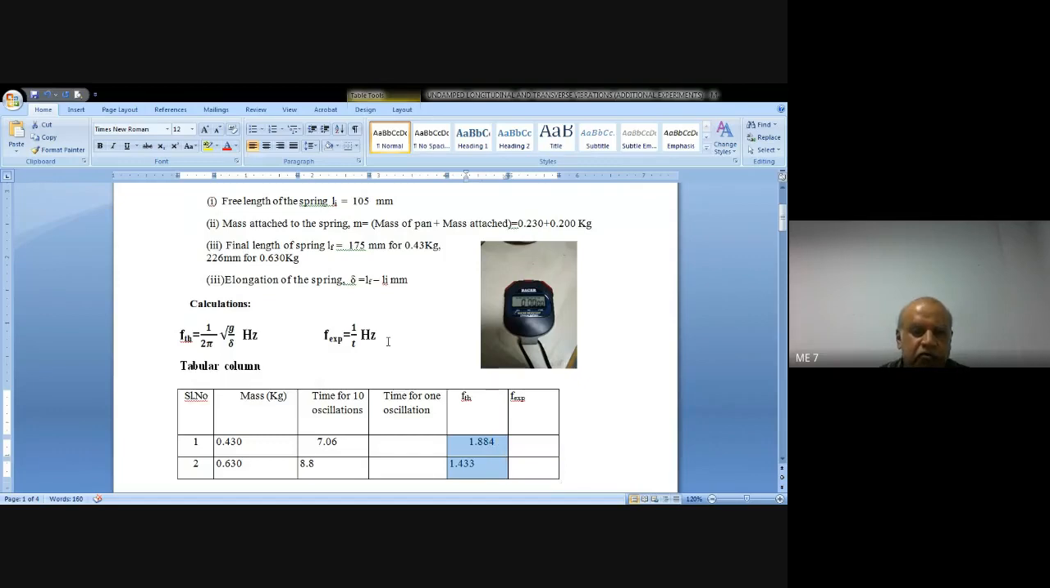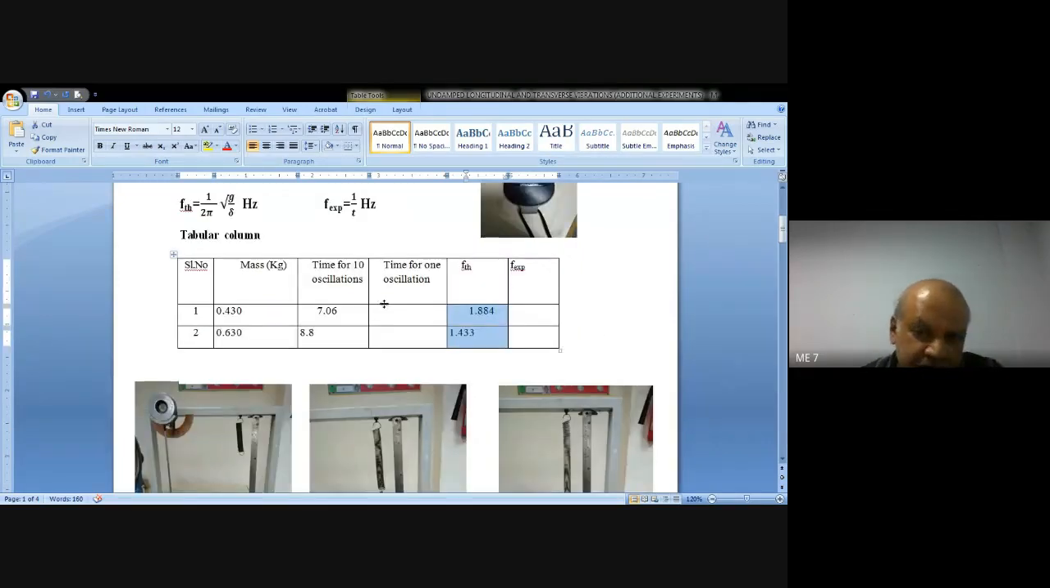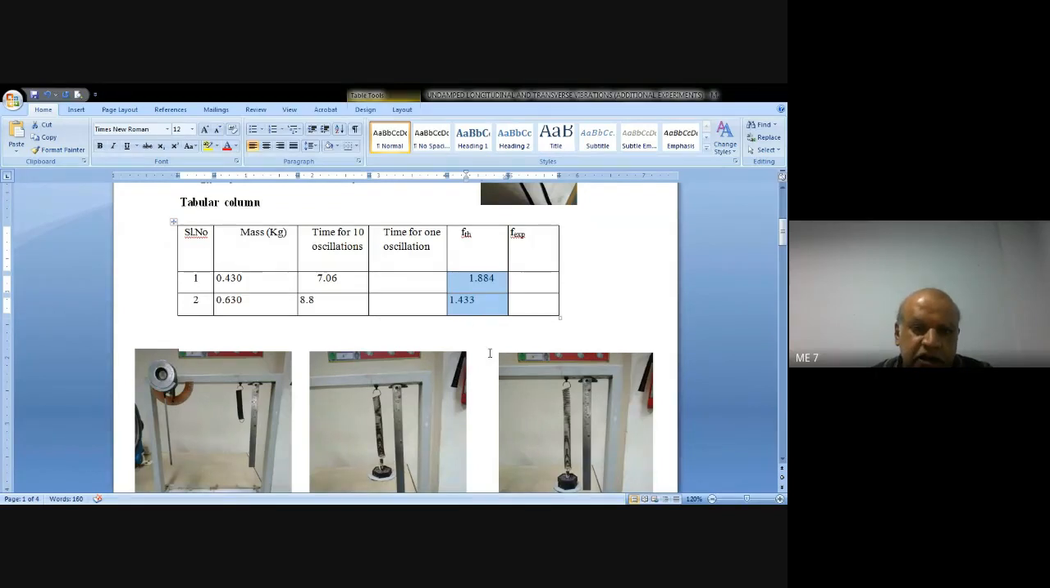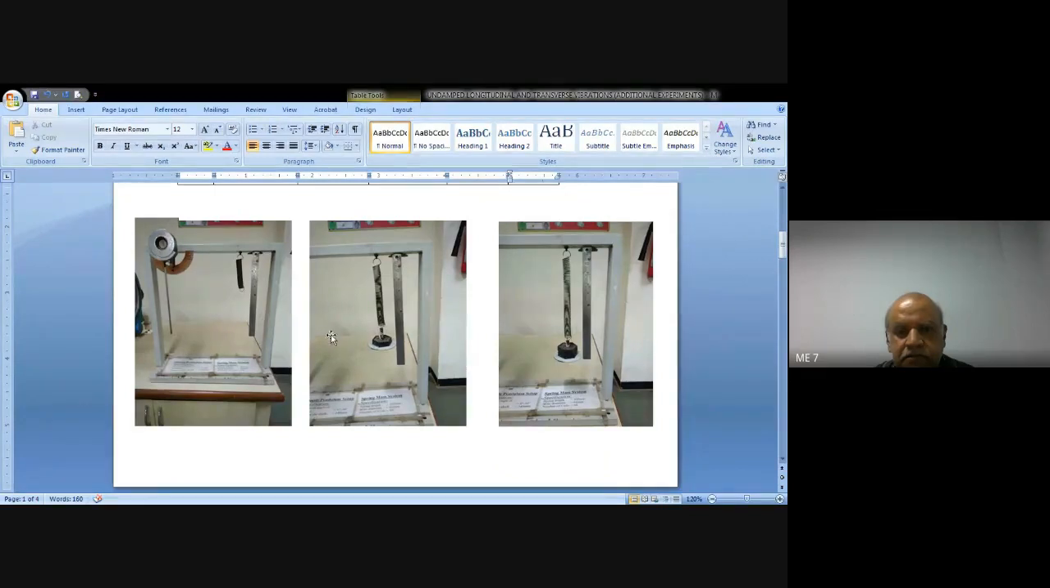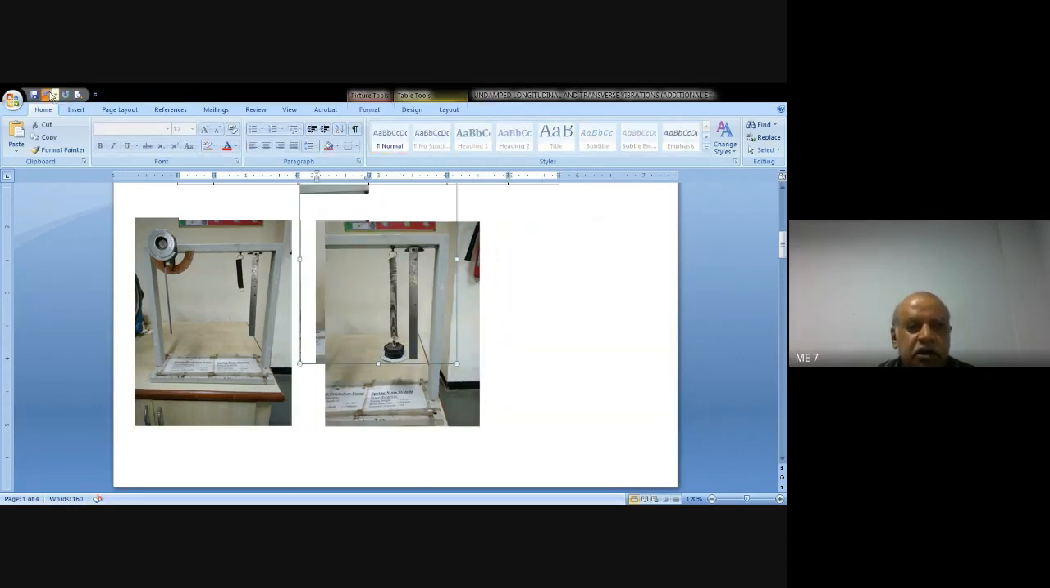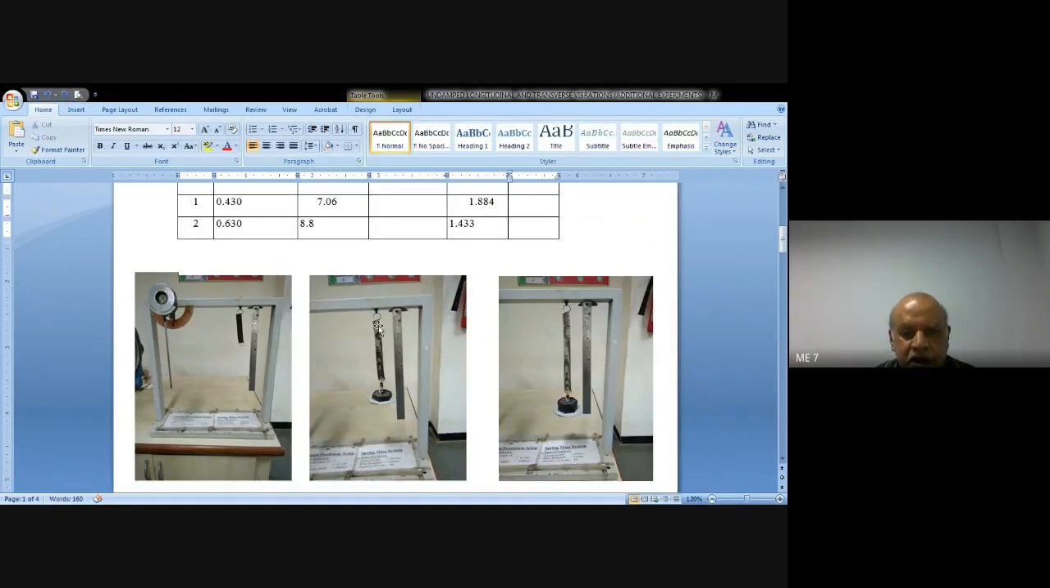Now for experimental, how we do it, please look at the screen. Are you all seeing the screen now? Yes, sir. What you need to do is give initial displacement to this spring mass system, that is, stretch the spring down and leave it. It will start oscillating longitudinally.